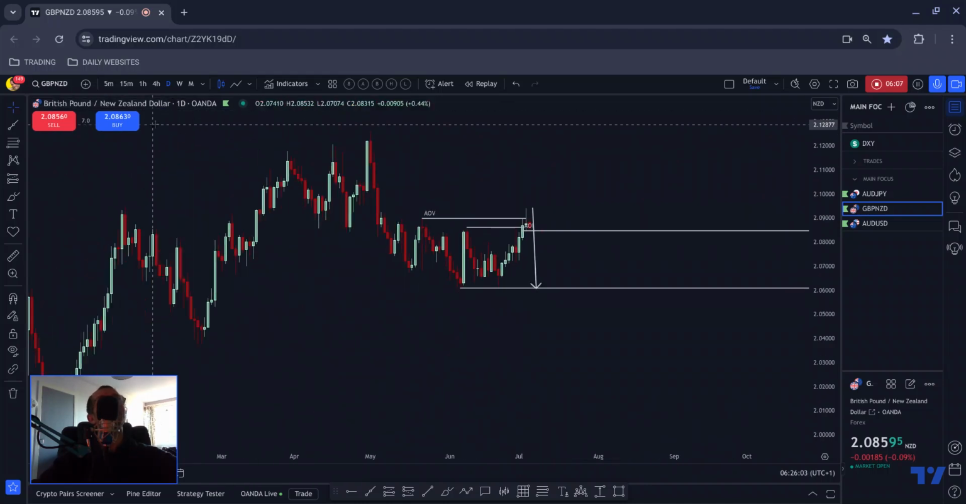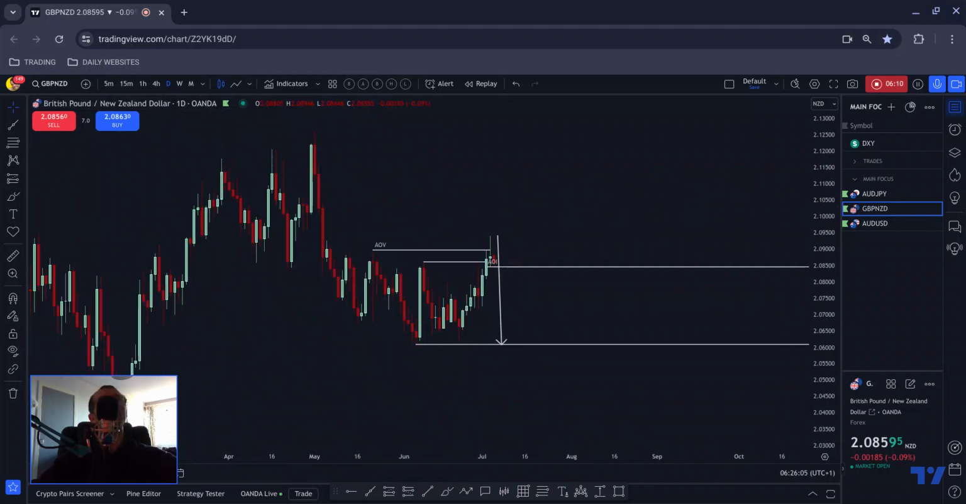So on pound Kiwi, you can see that we've had this structure here. Okay, we have the 1, 2, 3. What do we have here? We have this high here. This candle comes up and near misses it, giving me a clue that this is where the liquidity is sat. We break above, catch people on the wrong side of the market, and move to the downside.